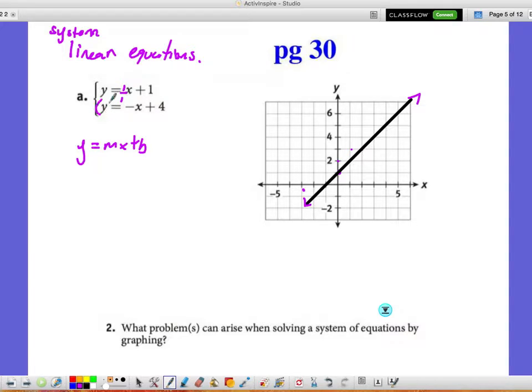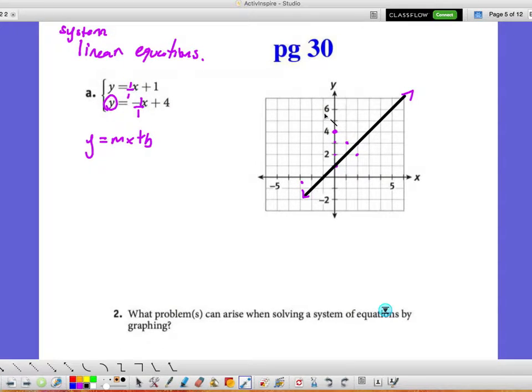Okay, let's go ahead and graph this other one. Y equals negative x plus 4. My y-intercept is at 4. This time my slope is negative 1 over 1. So instead of rising 1, I'm going to go down 1, run over 1, down 1, run over 1. So when I connect those dots, that is my graph right there.